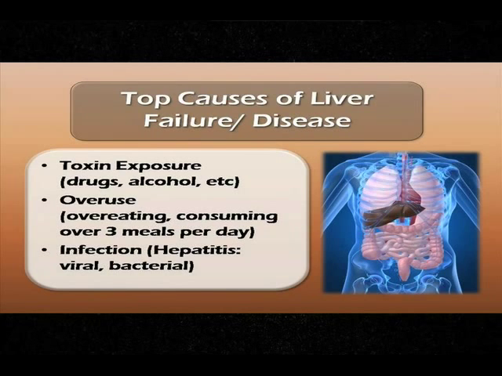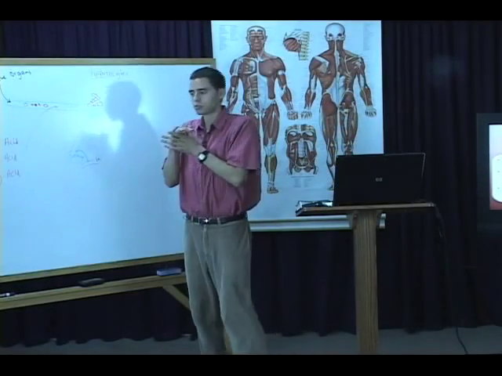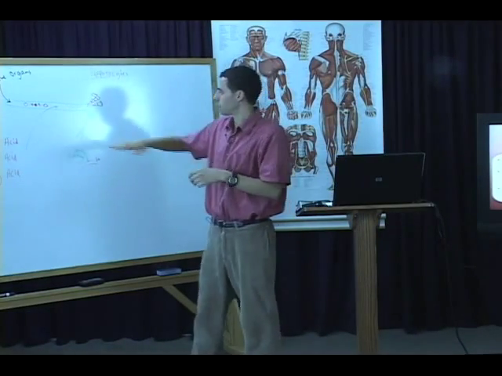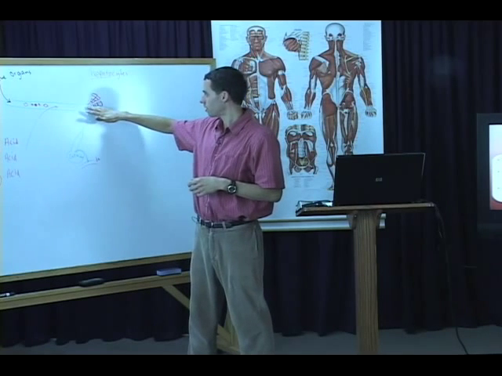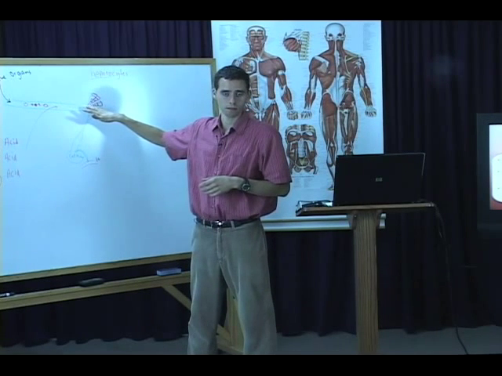Probably the number one cause of liver failure is toxin exposure. Now, drugs, alcohol, alcohol probably being the number one cause of liver failure and liver cirrhosis or scarring of the liver, known in the Western world. But drugs are a close second. In fact, what happens oftentimes is when we take prescription drugs or some type of drug and it goes into the bloodstream, the liver has to process it, doesn't it?